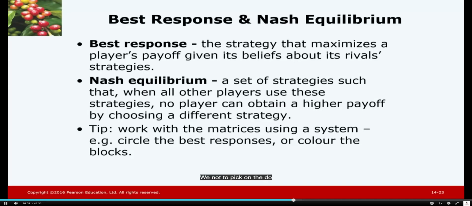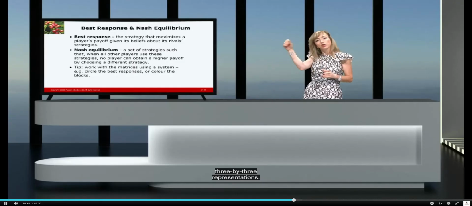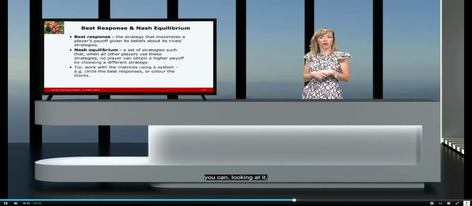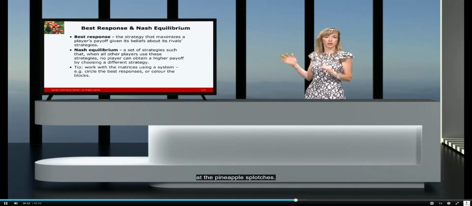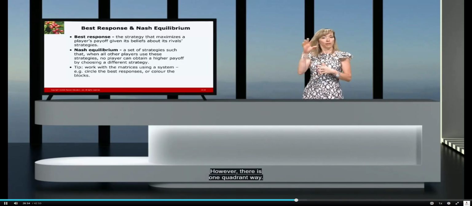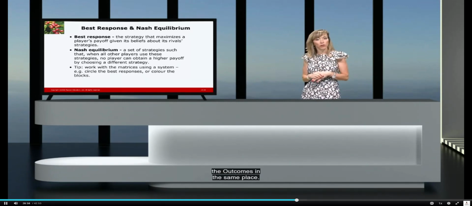a system that you use, like, as I say, star for the one firm, tick for the other, or your paintball splotches, whatever. Color the blocks, whatever it is that you prefer to do, but just a way of working out what dominant strategy there is and if there is a Nash equilibrium. I'm going to do a few more examples of these with you in your Zoom session so you can get some practice.